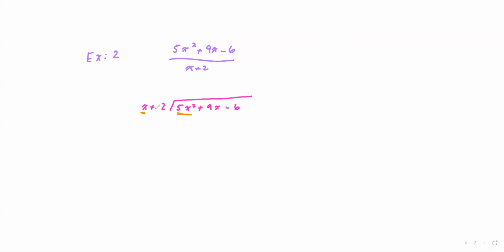So what I'm going to do first is I'm going to divide first. So 5x squared divided by x gives me 5x. So again, step one, divide.